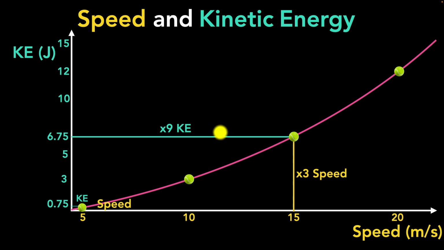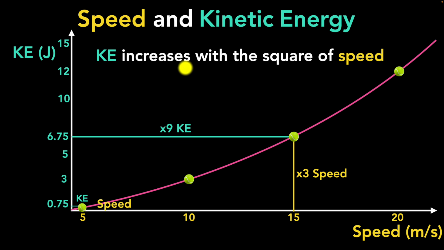When we doubled it, it increased 4 times. When we tripled it, it increased 9 times. Ooh, that means, can you see it's increasing by the square of the number? Kinetic energy increases by the square of the factor by which the speed increases. So we say kinetic energy increases with the square of the speed. It's not linear. It increases with the square.